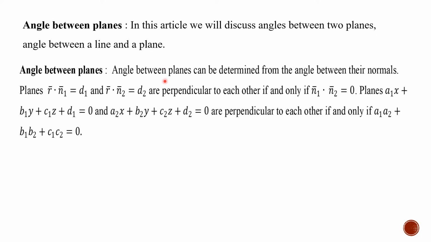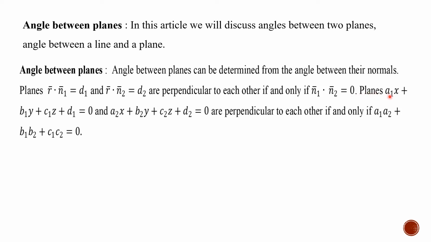Angle between planes. Angle between planes can be determined from the angle between their normals. Planes r̄·n̄1 = d1 and r̄·n̄2 = d2 are perpendicular to each other if and only if n̄1·n̄2 = 0. That is, if the planes are perpendicular, their normals are perpendicular, therefore their dot product is 0.